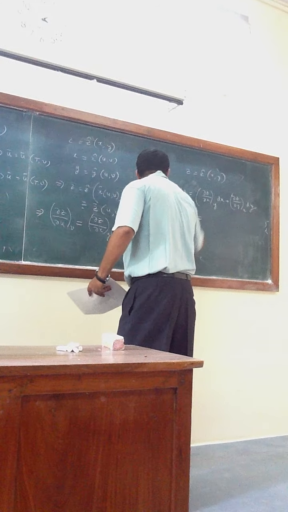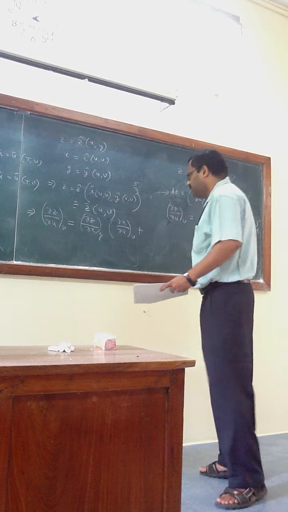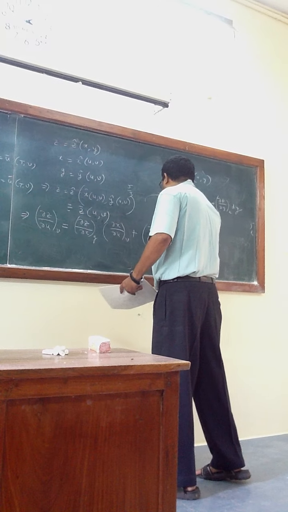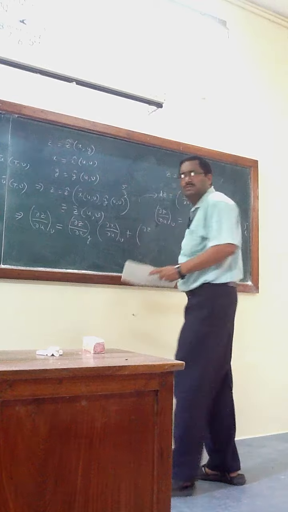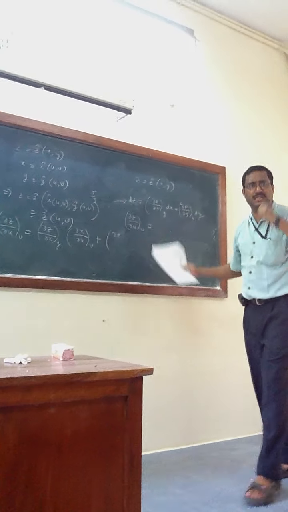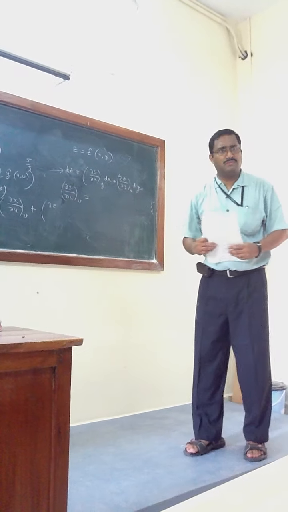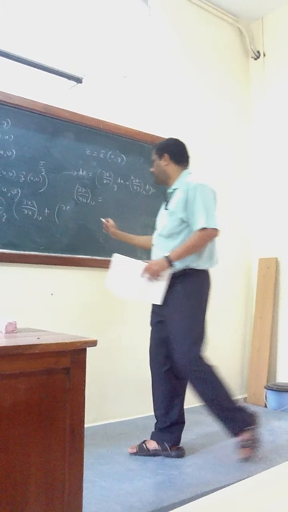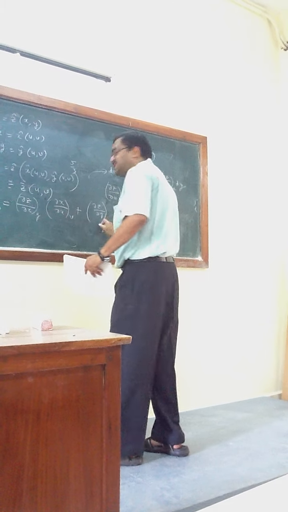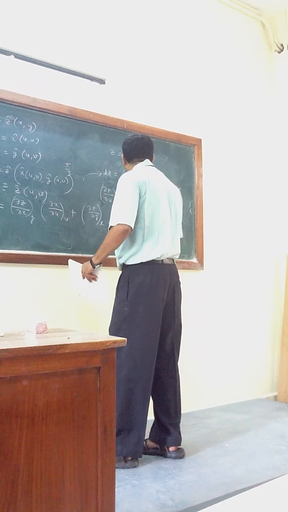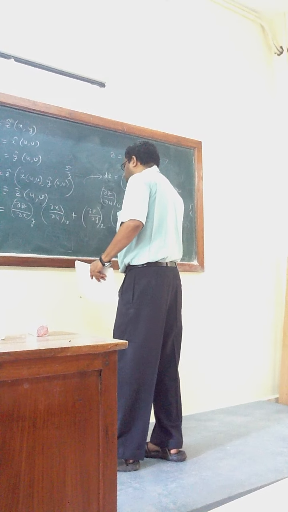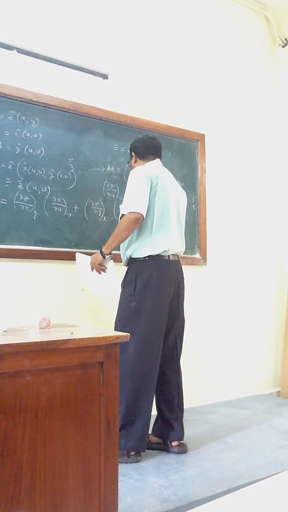Then plus the other term is there, no? ∂z/∂y at constant, fixed x, into ∂y/∂u at constant v. You just see the dz formula, you can get it. So easy.